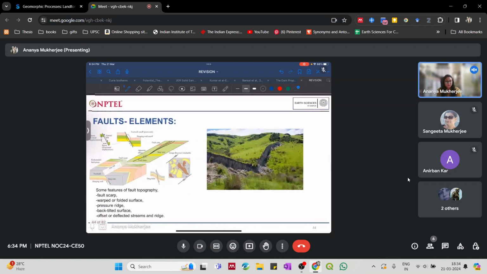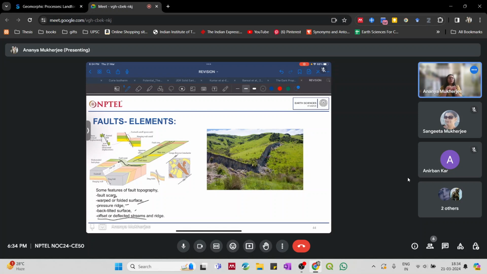Now there are a few elements associated with the fault. The major one is the scarp. You can see the scarp, and how the channel tries to accommodate the change in the elevation, the slope gradient over here. So you can have fault scarps, warped or folded surfaces, pressure ridges, back tilted surfaces, or the most important one that we see, offset or deflected streams.